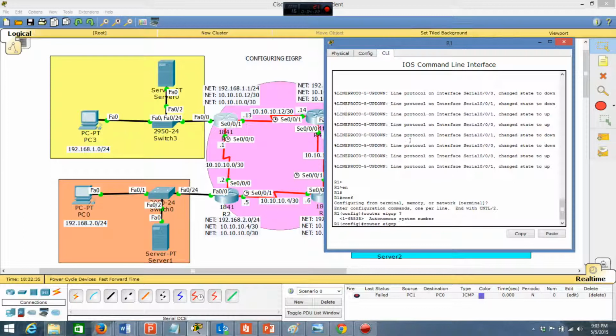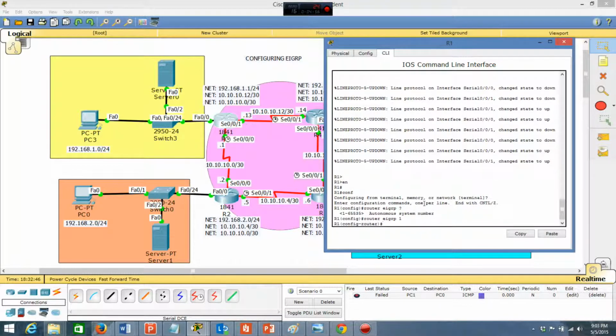Now you want to pick an autonomous system number. This number is significant because if you want this router and this router, this router and this router, to communicate, they will have to bear the same system number in order to form a neighbor relationship. We're going to use 1 here. We could pick from 1 through 65535, but we're just going to pick 1. We press enter, and now you want to specify the networks.